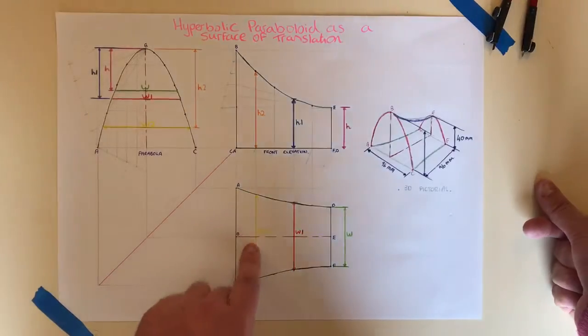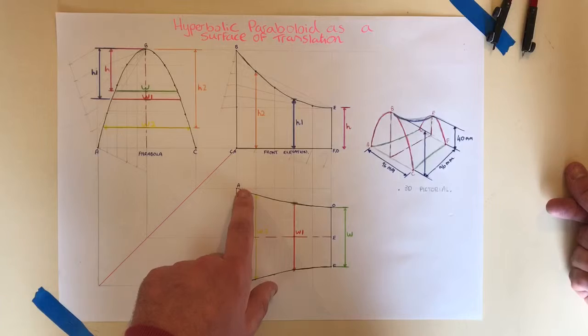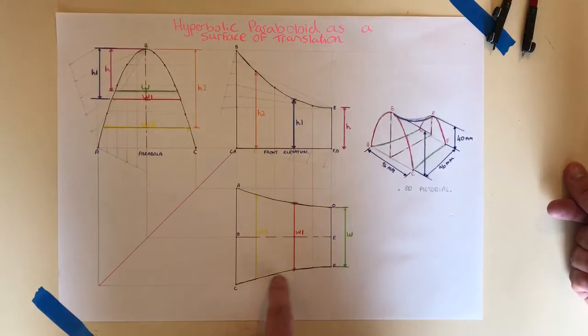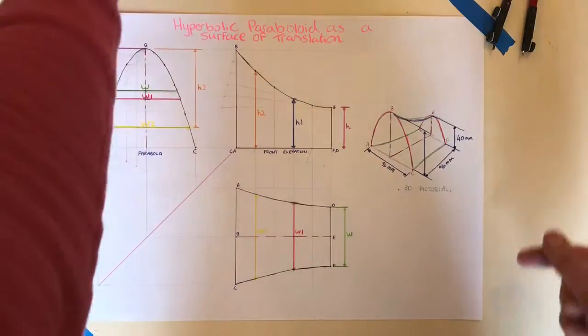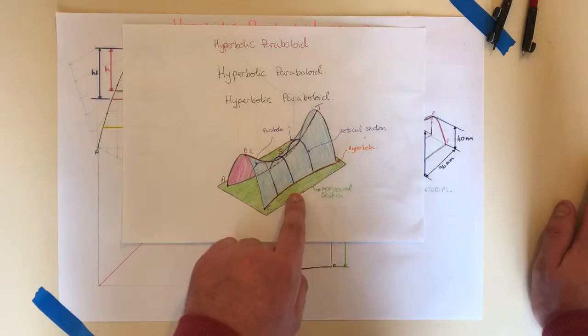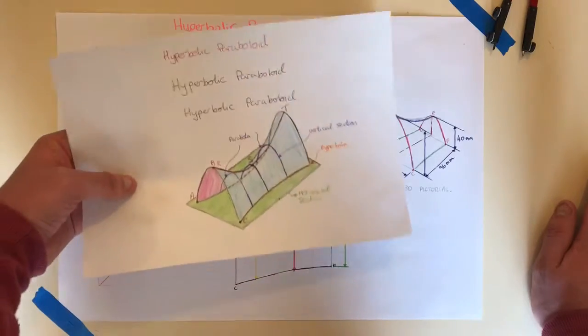The same can be said then for H2. Once we have enough points, we can freehand in the two hyperbolas. So I just thought that was a nice principle there. Looking back at this again, horizontal sections give us two hyperbolas, and vertical sections give us parabolas.